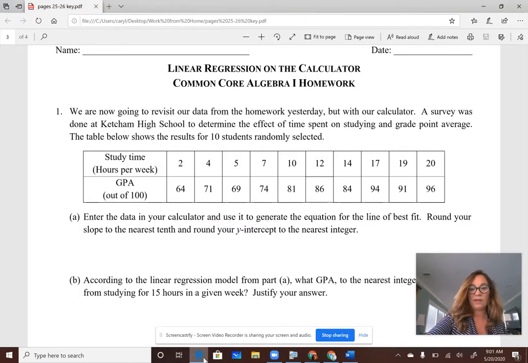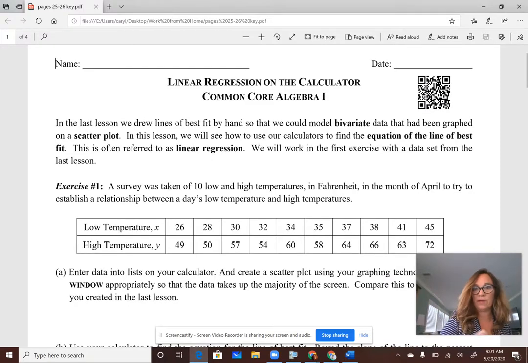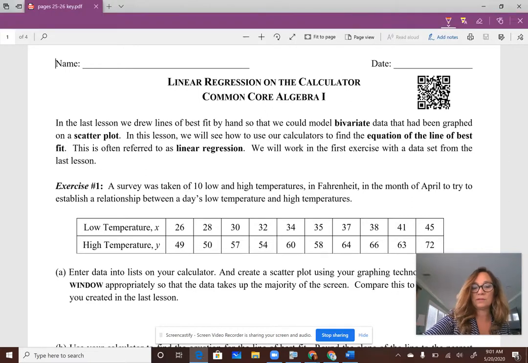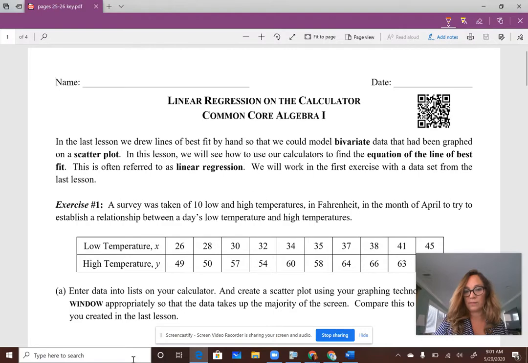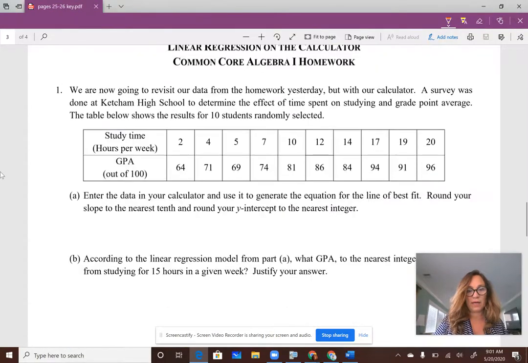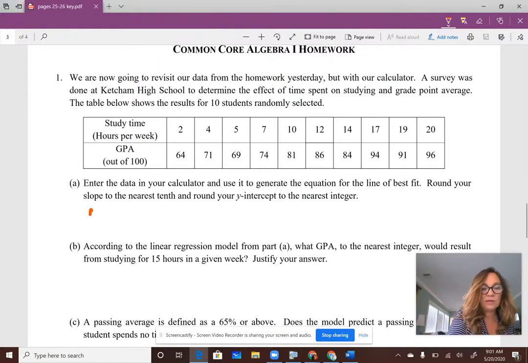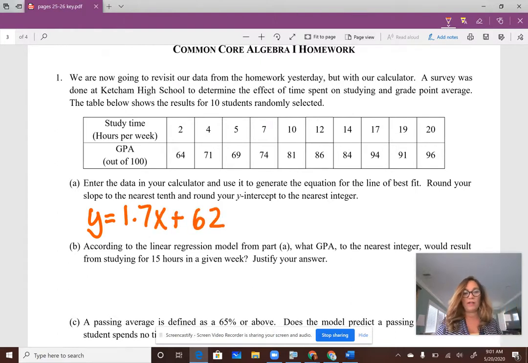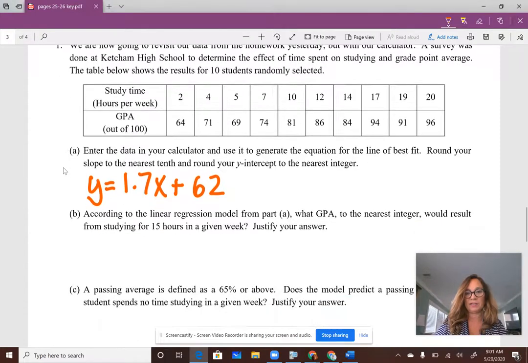All right, so I get y, whoops, what happened there? Don't know. Okay, add notes, scrolling. I'm not great at scrolling, let me tell you. Okay, here we go, we're back. Okay, so y equals 1.7x plus 62. Round your slope to the nearest tenth. Good. Round your y-intercept to the nearest integer.